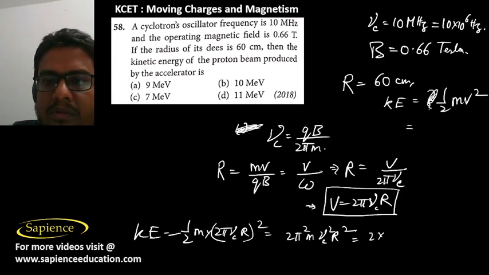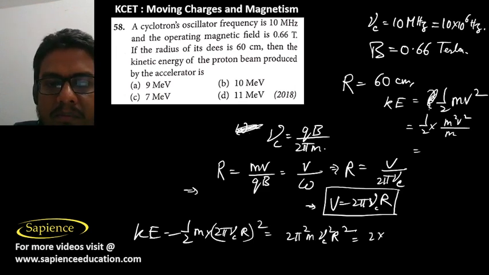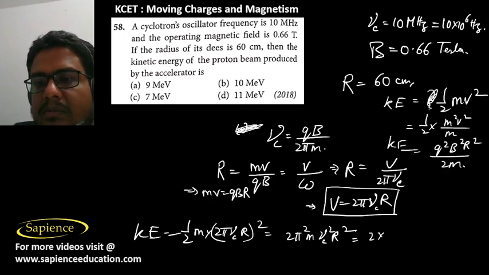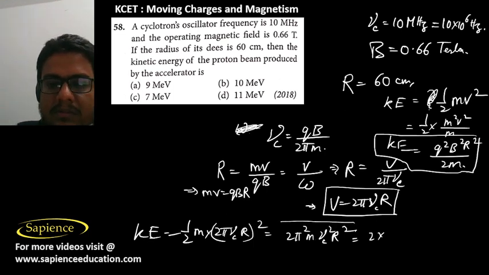So this we can also write as half into m, so we can write m square v square by m. So this is p square. From here mv I can write as qB into r. So this is q square B square r square by 2m. So the kinetic energy is q square B square r square by 2m. That also we can use.